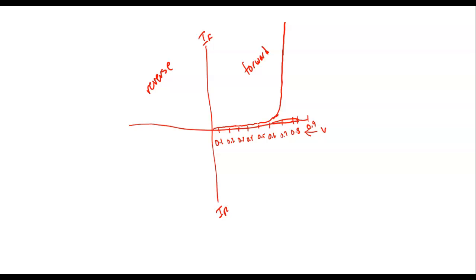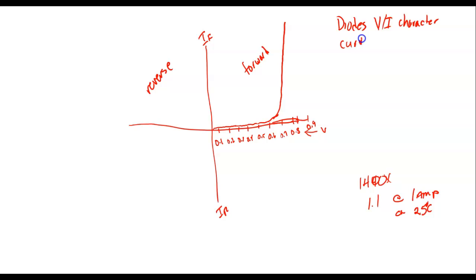So I think for the 1N4000 series, it says this could get all the way up to 1.1 volts at 1 amp, which is what it's rated at. I think it's at 25 degrees centigrade; I'd have to go back and look at that. This is what we call a diode's VI characteristic curve. Yes, VI characteristic curve, and that's what this is called.